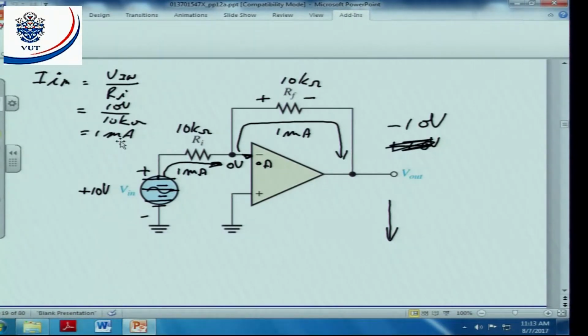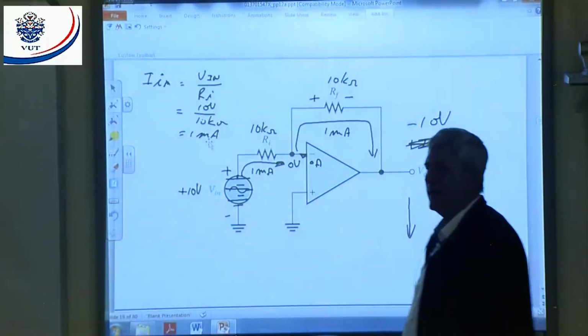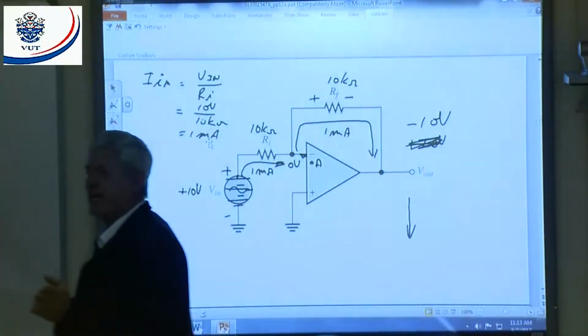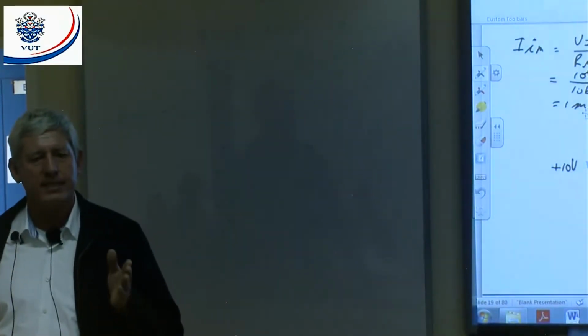What is the gain of that device? The gain is 1 because the output current is 10 and the input current is 10. It should be, they will tell you in the book, it's minus 1. The minus sign just indicates 180 degrees phase shift between the input and the output. All right.